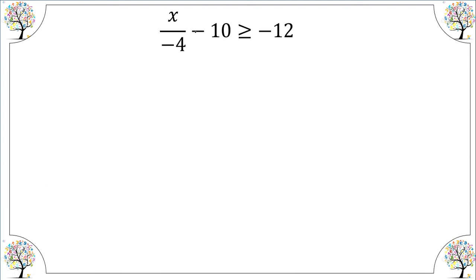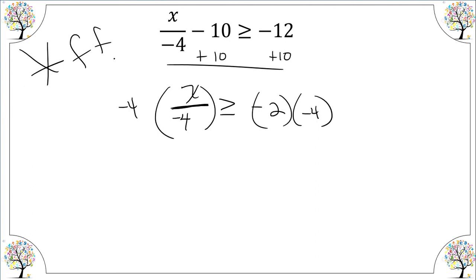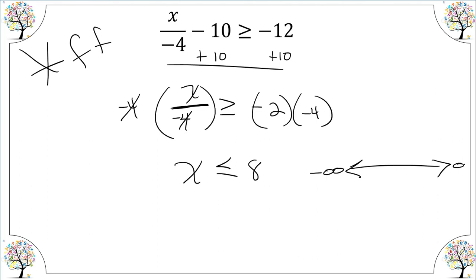Okay, here's another one. Let's simply add 10 to both sides. We have x divided by -4 is greater or equal to -2. Now we have to undo division by multiplication, and look, we are multiplying by a negative, so it's another flip-flop. If you multiply or divide by a negative, you have to reverse the inequality. So now we're going to graph this. Our boundary number is 8. 8 is part of our solution, so we shade it in, and then we shade to the left.